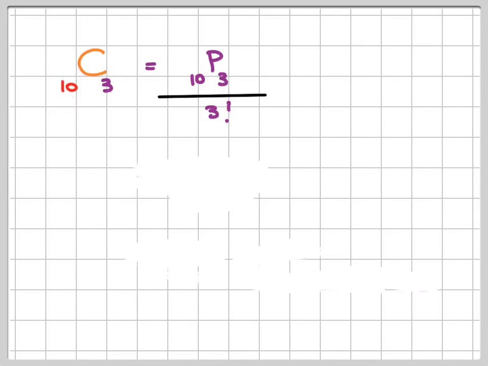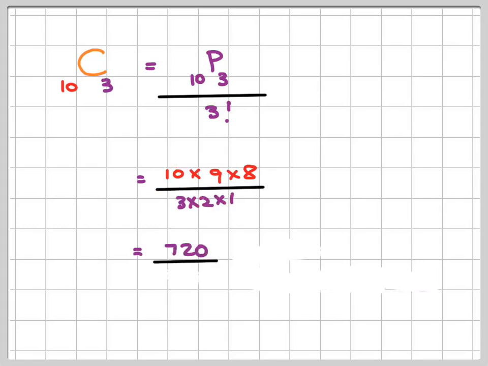So remember our shortcut for this now. We're going to have 10 and we're going to factorial at 3 spaces over 3 factorial. So it's 10 times 9 times 8 over 3 times 2 times 1. And that would become 720 divided by 6, which gives us 120 combinations.